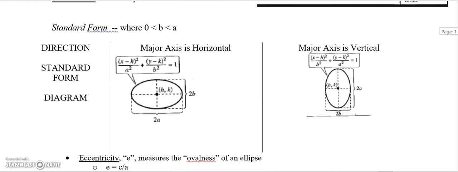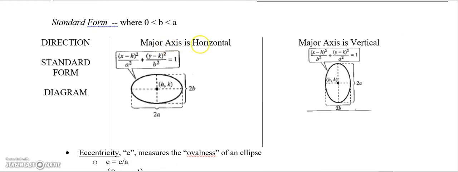So we have 2 standard form equations. One, if the major axis is horizontal, the bigger number is under the x because it's going to be longer in the x direction. And then when the major axis is vertical, the bigger number A is under the y because it's longer in the y direction. We have again that the center is going to be (h, k) in both of those.